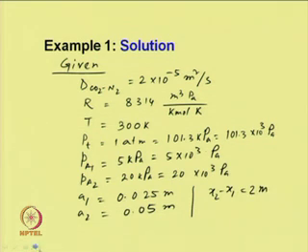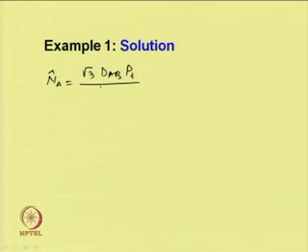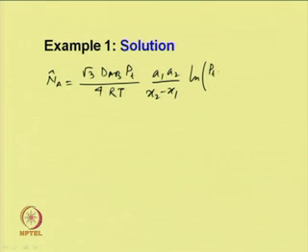So, now if we substitute the values which are given, Na cap will be root 3 DAB Pt by 4 RT into A1 A2 by (x2 minus x1) ln (Pt minus PA1) by (Pt minus PA2).